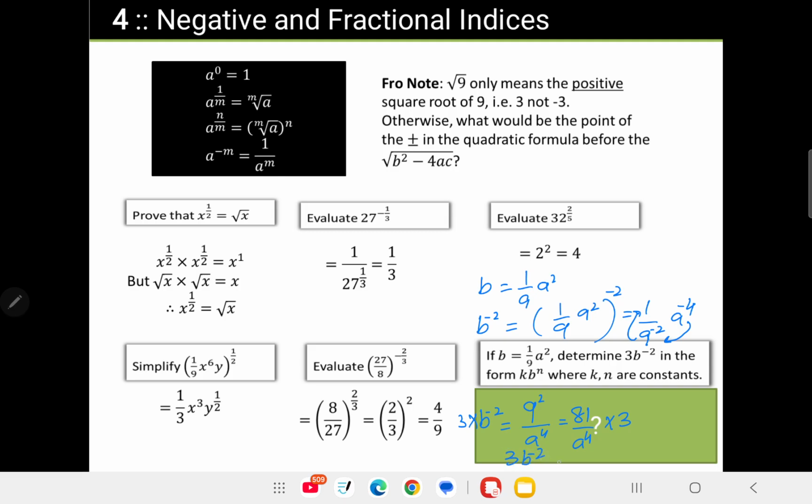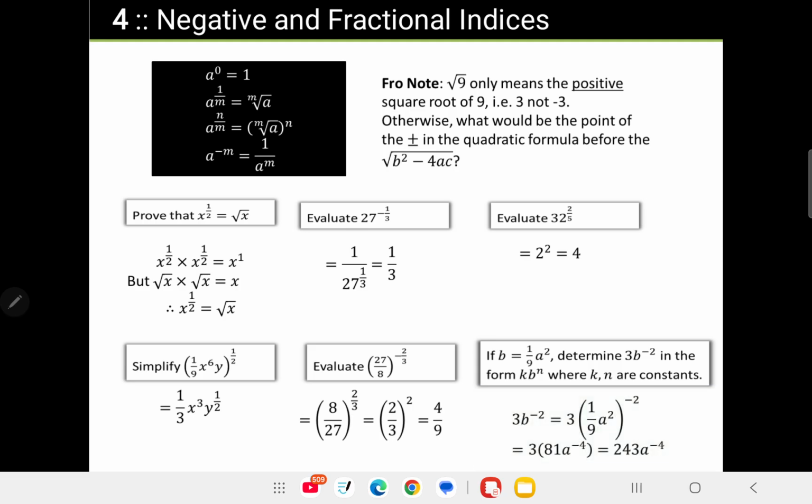So 3b to the power minus 2 will be 3 times 81, which is 243 over a to the power 4 should be the answer in this case. Yeah, so 243 over a to the power 4, and if you take this up, it will be a to the power minus 4.